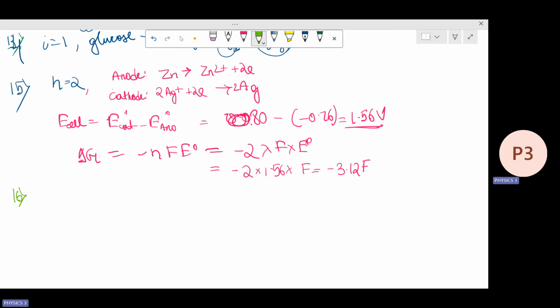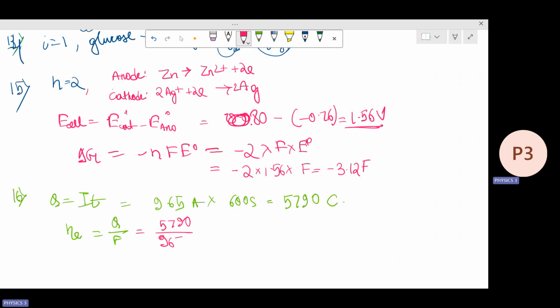So first of all, Q equals to IT means 9.65 ampere multiplied by 600 seconds, because that they have given. If I do this, I am going to get 5790 coulomb. Number of moles of electrons is Q divided by F, which is 5790 divided by 96500. Overall, after the calculation, it is going to come 0.06 mole.